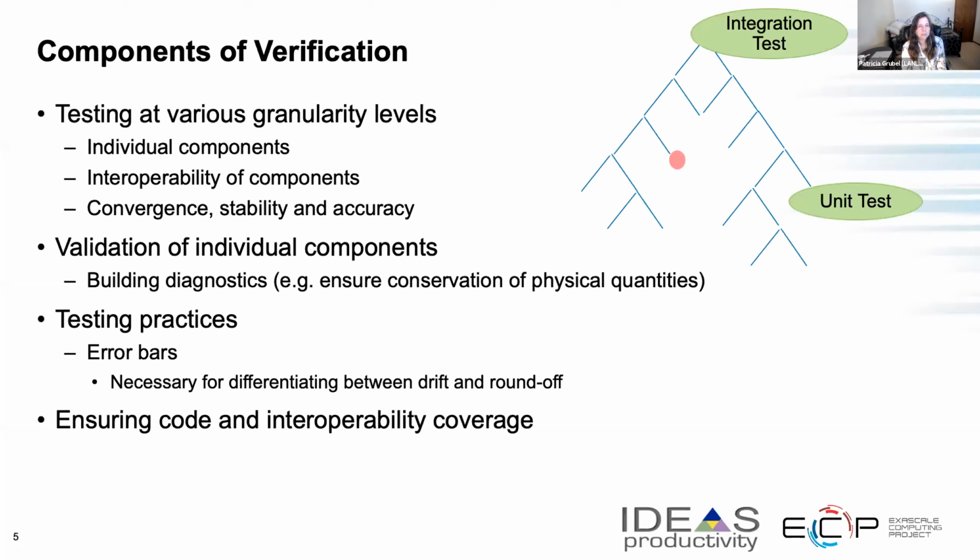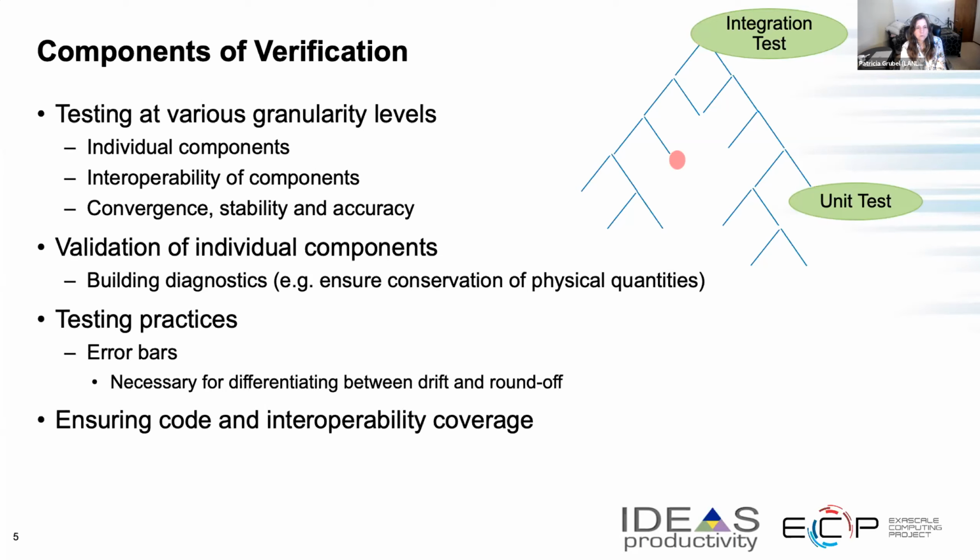So then there are components of verification. There are different granularity levels. There are individual components that you will have tests for. And then you have to consider the interoperability between these components, even on those component tests, and maintain convergence when it's applicable, and accuracy, and of course the stability of your components. So what you can do is build diagnostics, ensure that these quantities are valid in the individual components.